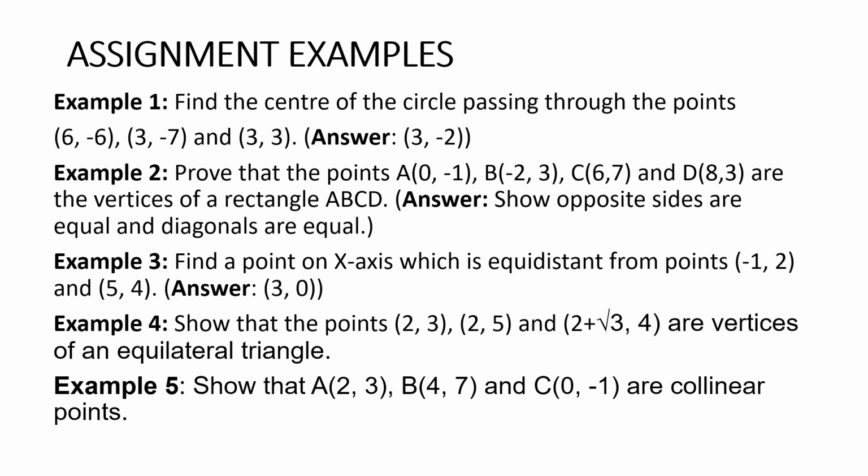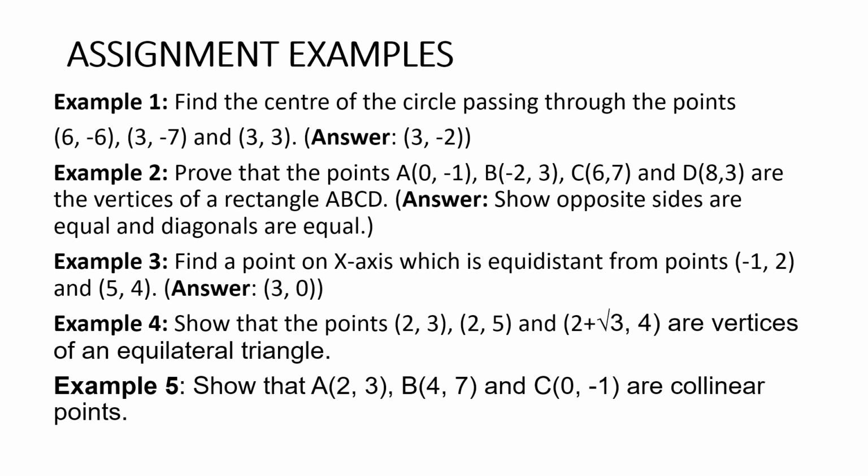Third, find a point on x-axis which is equidistant from the points (minus 1, 2) and (5, 4). We have done a similar example for a point on y-axis. Now since it is a point on x-axis, coordinates will be some (x, 0). The answer is (3, 0).